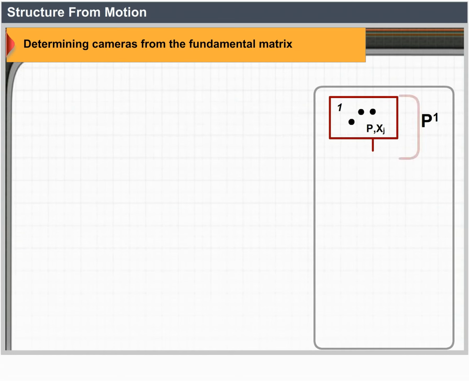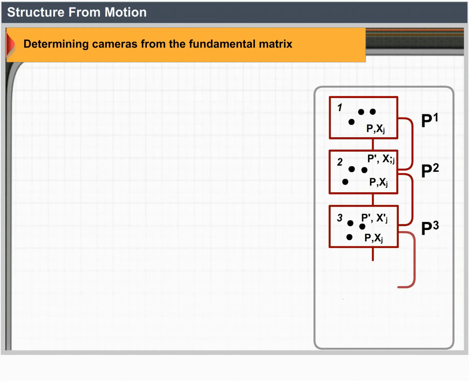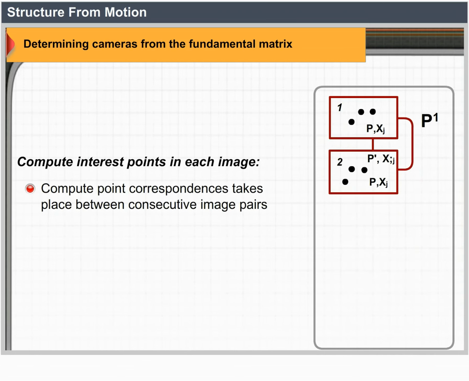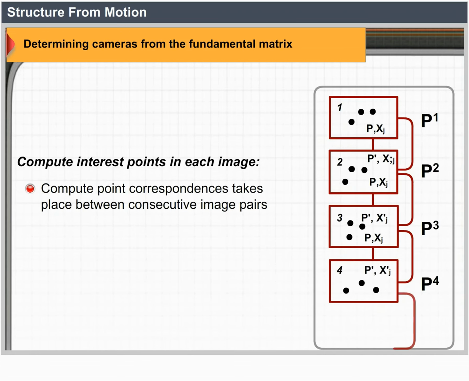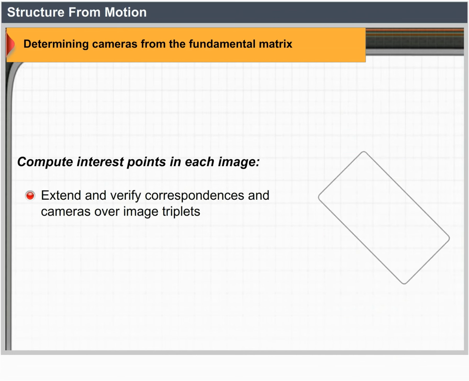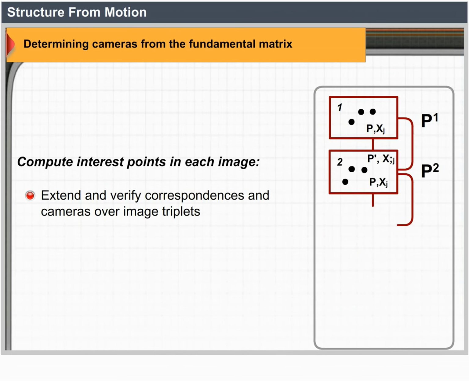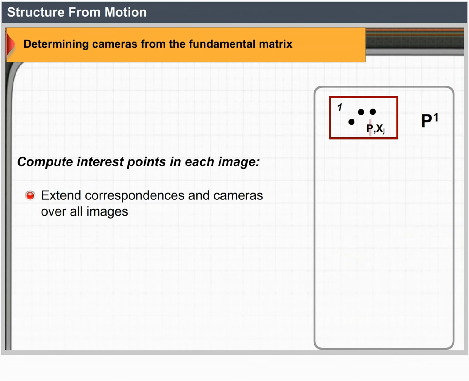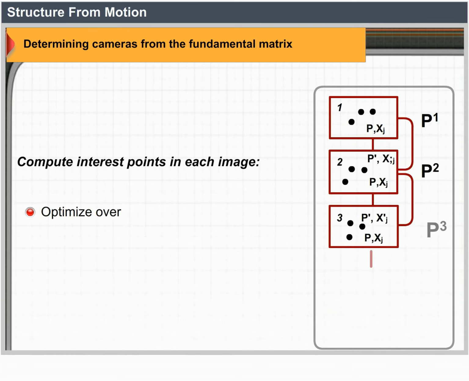Compute interest points in each image. Compute point correspondences between consecutive image pairs. Extend and verify correspondences and cameras over image triplets. Extend correspondences and cameras over all images. Optimize over P to the power i, xj.